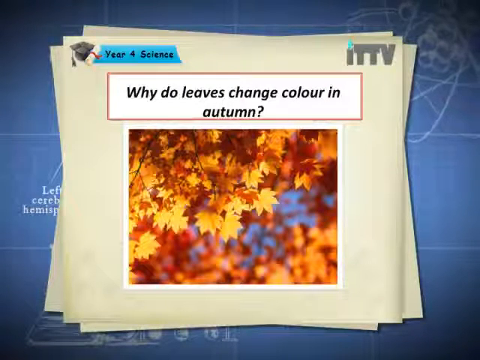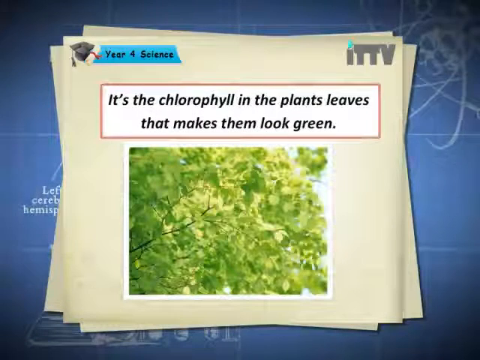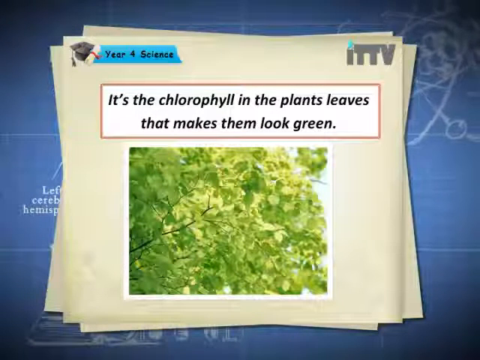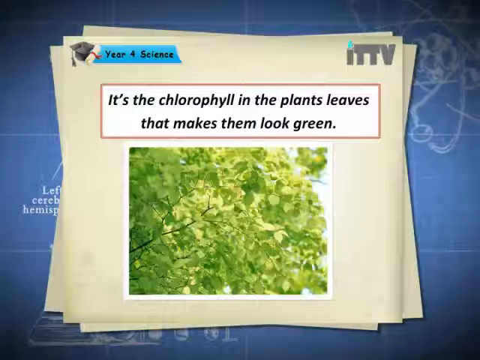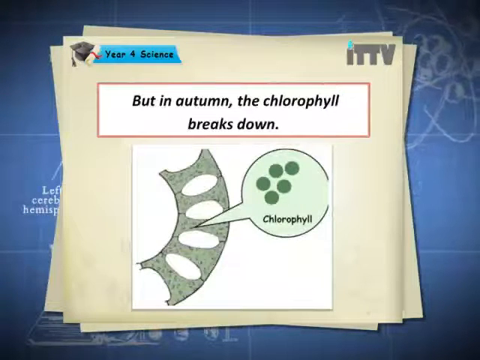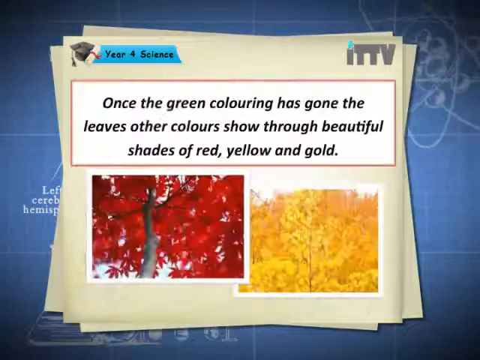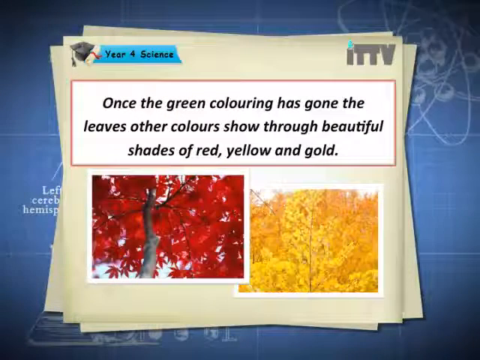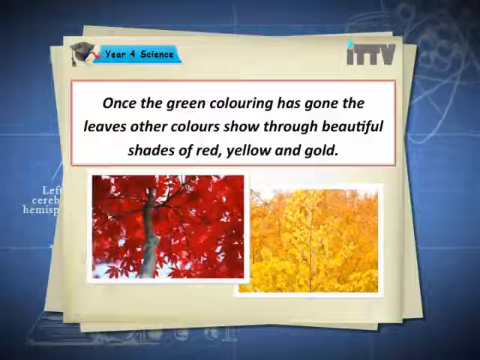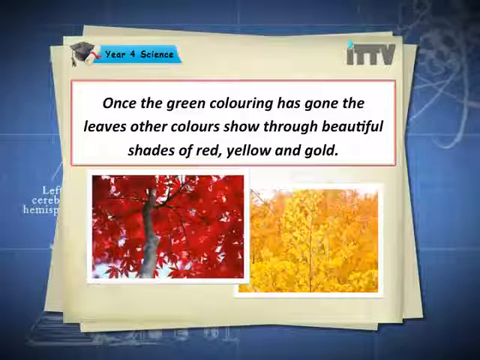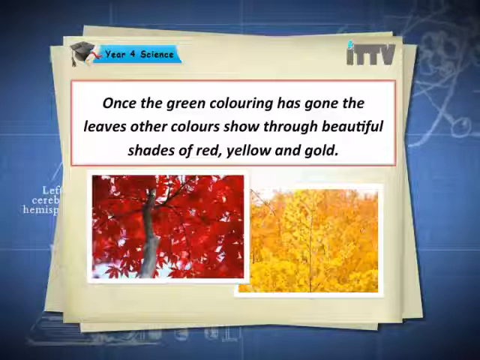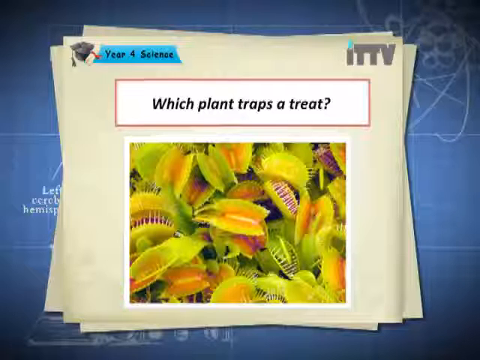Why do leaves change color in autumn? It's the chlorophyll in the plant's leaves that makes them look green. But in autumn, the chlorophyll breaks down. Once the green coloring has gone, the leaves' other colors show through, beautiful shades of red, yellow, and gold. Sadly, being in a country where we do not see the four seasons, we do not get to experience autumn, so we do not see these beautiful colors on the trees. Shall we look at the next trivia?